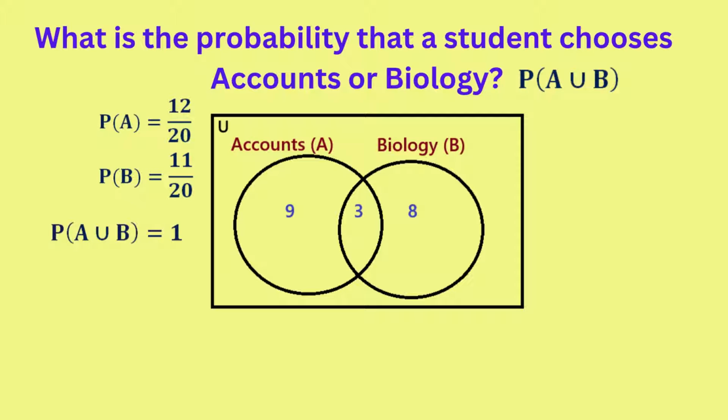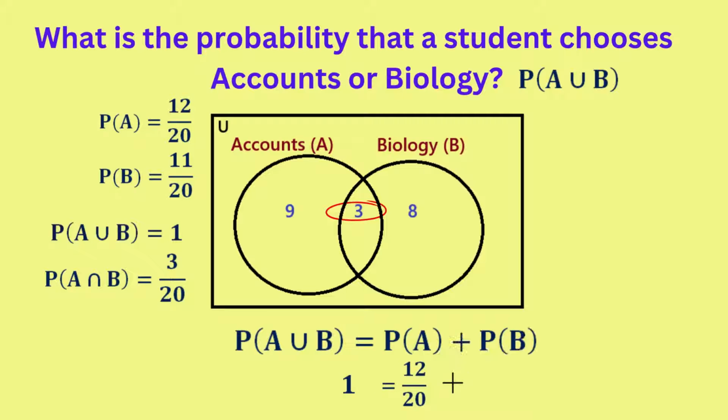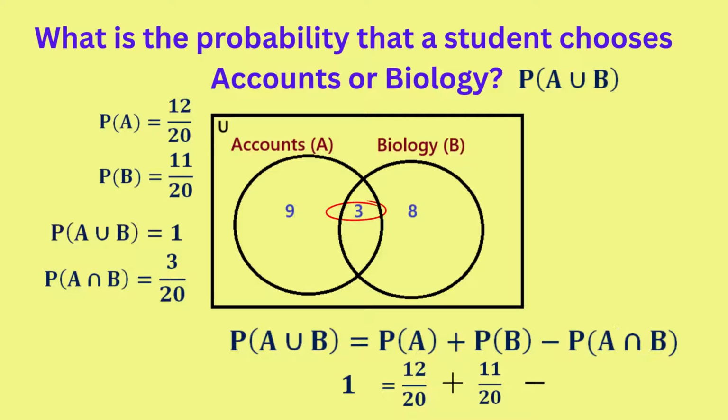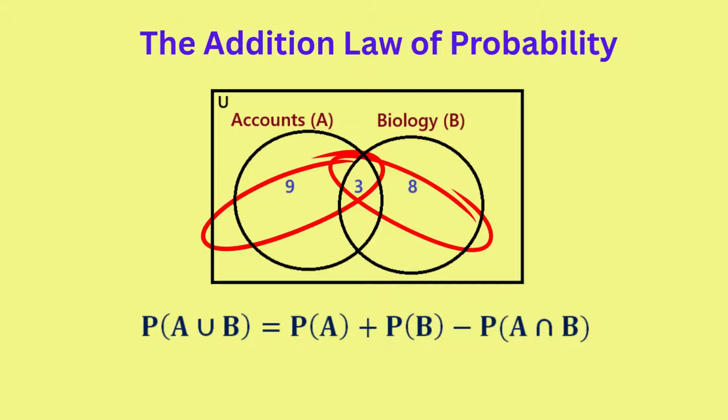Notice when you were counting the number of students in the sets A and B, the number in the intersection, 3, was added twice, so we can see that the probability of A union B, which is 1, is equal to the probability of A plus the probability of B minus the probability of the intersection, since the intersection was added twice. The rule is basically telling us that when calculating the probability of A or B, we add their probabilities, but subtract the intersection or the overlap to avoid double counting.